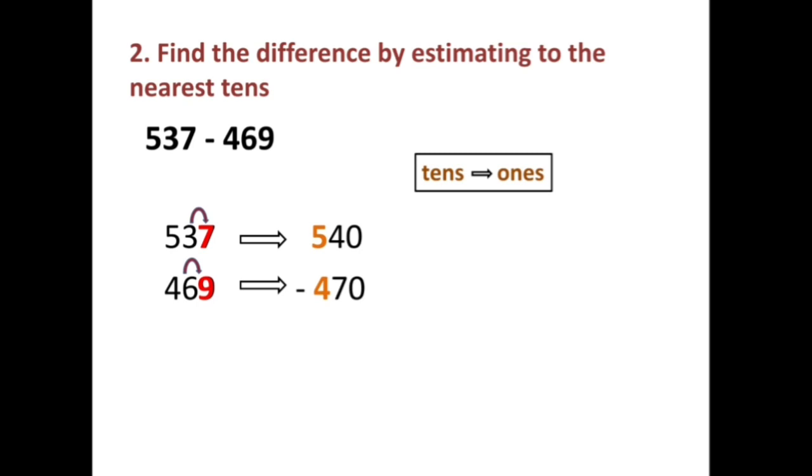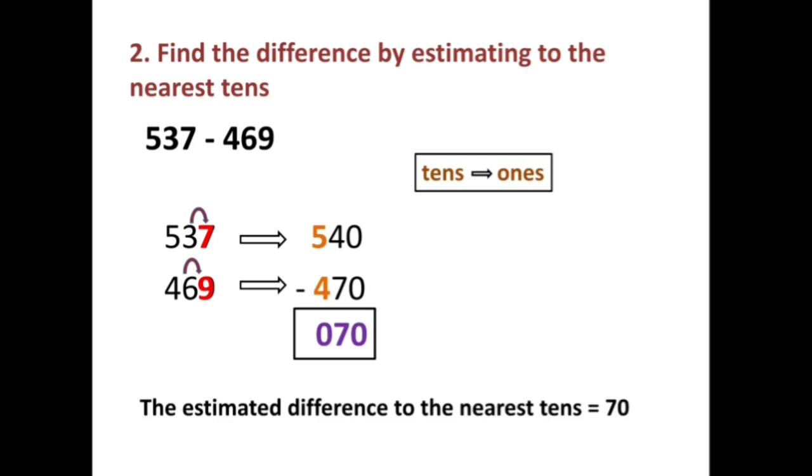0 minus 0 is 0. 4 minus 7 is not possible. So if we take borrow, 14 minus 7 gives 7 as the answer. 4 minus 4 gives 0. So the answer is 70. The estimated difference to the nearest tens is 70.